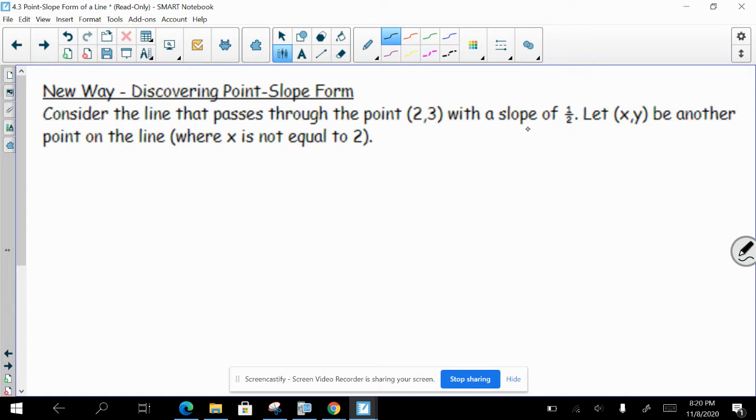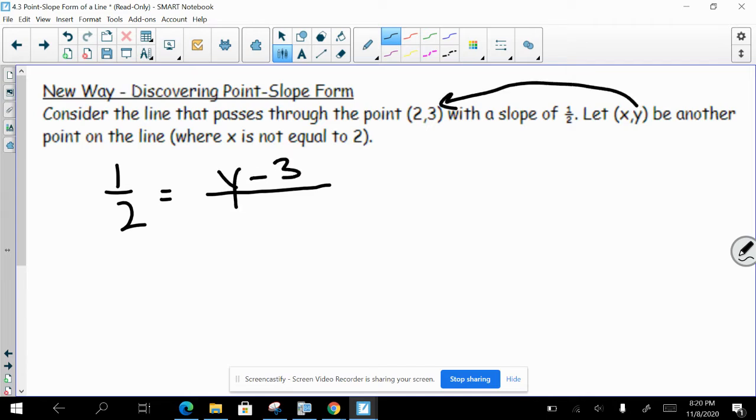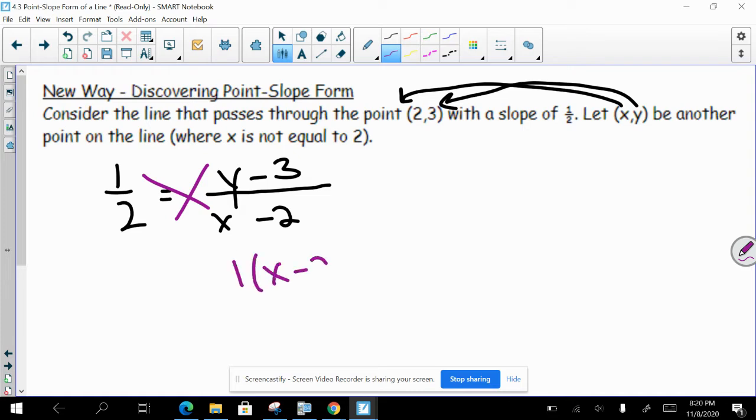All right, so let's set up the slope formula, and let's say that the slope is 1/2, and then I'm going to do the slope formula between 2, 3, and x, y. So I'm going to say y2 minus y1 over x2 minus x1. All right, and now I'm going to cross multiply. So we're going to have 1 times x minus 2.